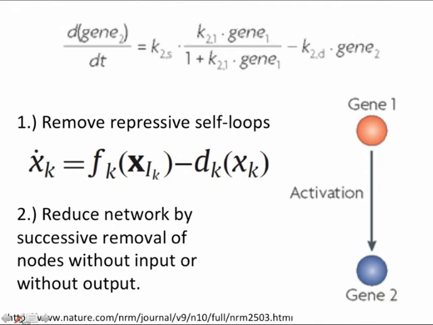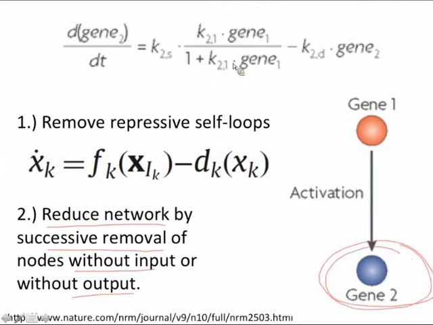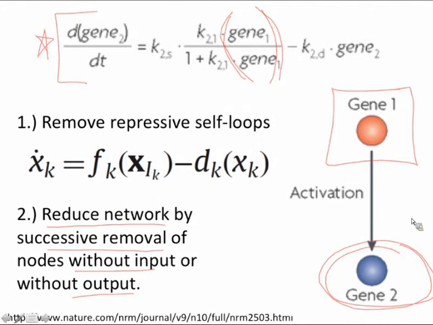The other thing that we will do is reduce the network by successive removal of nodes without an input or without an output. So there are some choices here, but let's take a look at this thing right here. Gene 2 depends upon gene 1. So yeah, there's a decay thing as well, but it depends upon gene 1. So if I know what gene 1 is, then I can solve this differential equation and know what gene 2 is. In other words, given this differential equation and given a time course for gene 1, then I know gene 2. What we want to know is the minimal number of genes that we need to know in order to determine the time courses for all other genes.